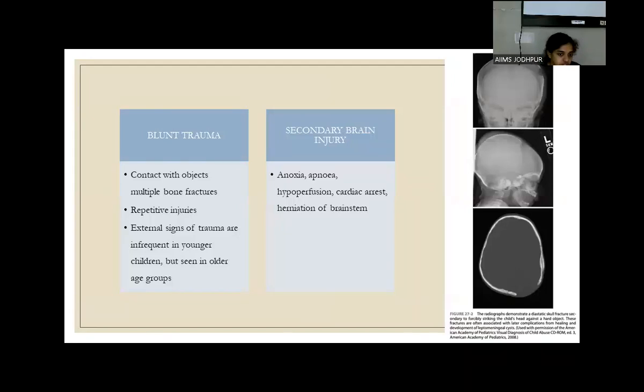They may be repetitive injuries, but in younger children, it is seen that external signs of trauma are quite infrequent. They may only present with internal injuries, but in older age groups, external signs of trauma are also seen with the internal injuries. Secondary brain injuries on presentation can be anoxia, apnea, the child may have hypoperfusion, there may be cardiac arrest, even herniation of the brainstem in these patients.